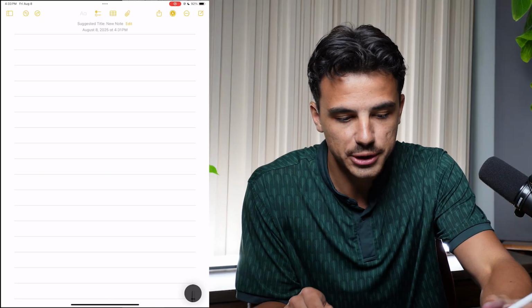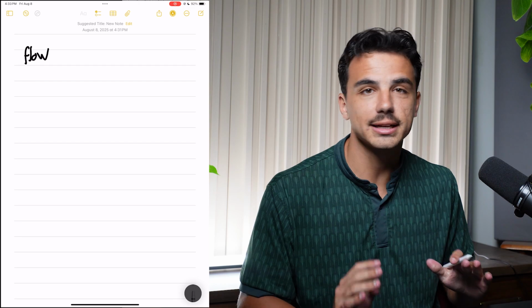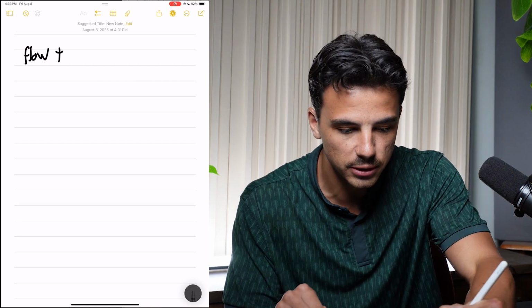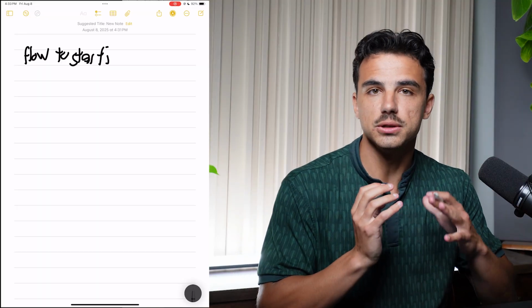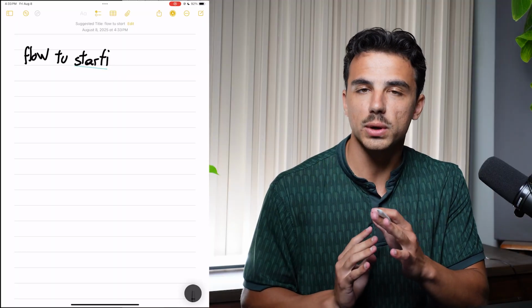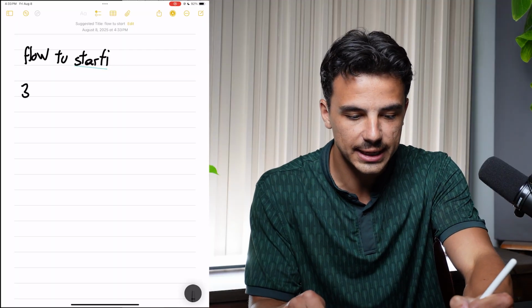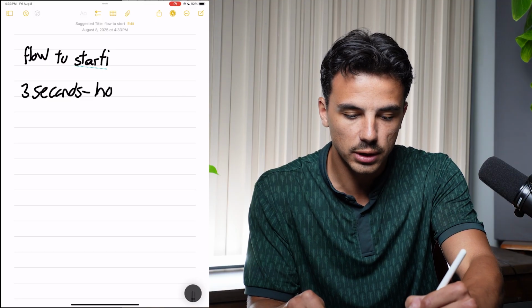So let's start with your actual skit here. I apologize, my handwriting's awful. I'm gonna try to keep it as neat as possible, but how do you actually start your skits? The very first thing you should keep in mind is that, even with skits, you need to have a hook. One of the biggest mistakes is that in the first 3 seconds, there should be some sort of hook.